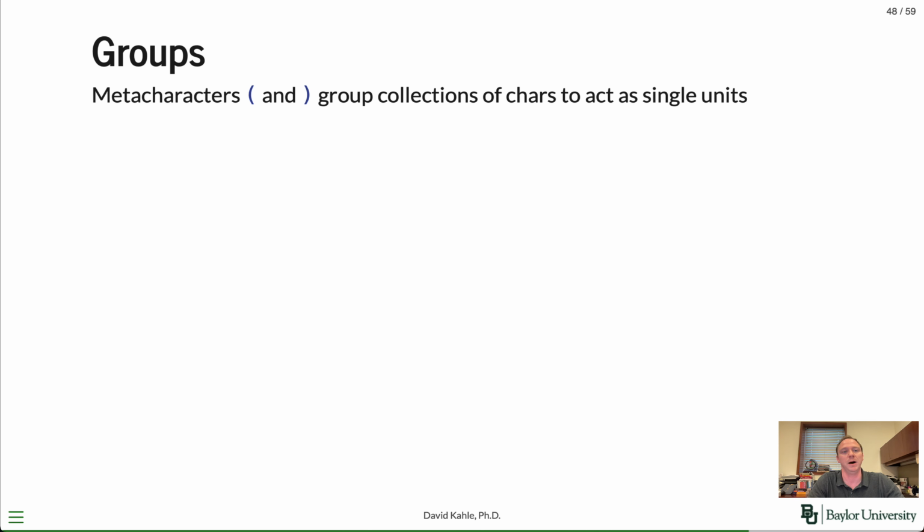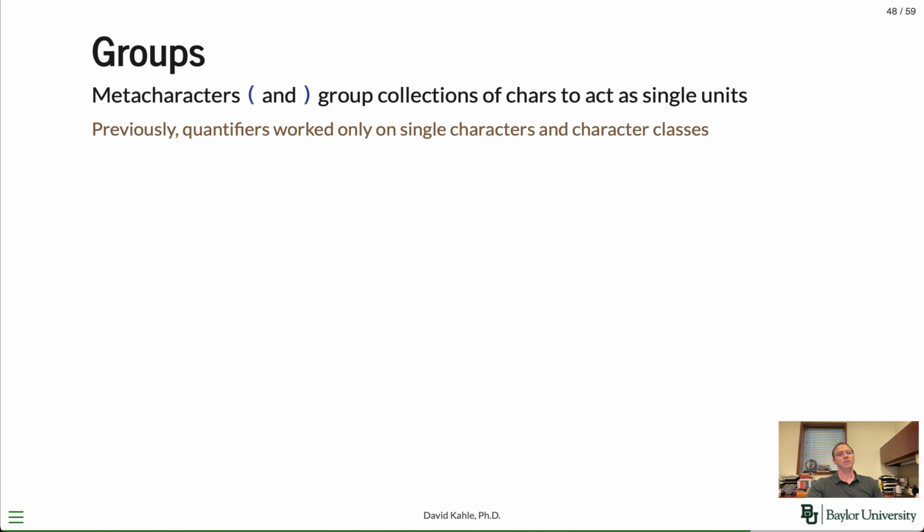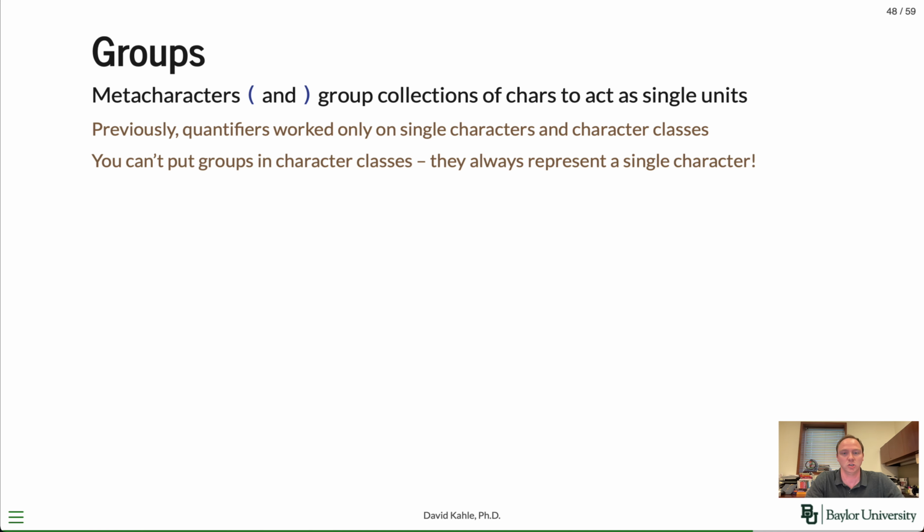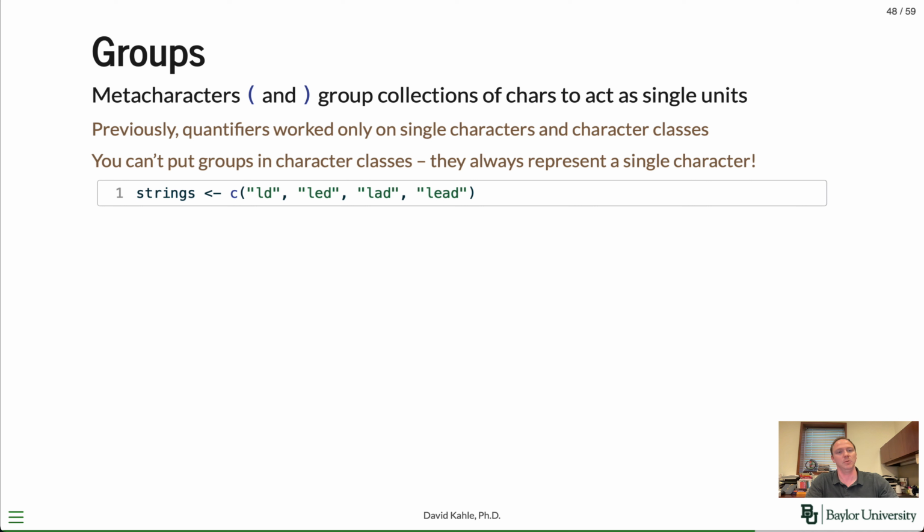Groups are achieved by using the metacharacters open and close parentheses, and they group collections of characters together to act as a single unit. So be careful. We talked about character classes before, but character classes are just for an individual character. Groups will allow you to express alternatives as a collection of characters, not just one. So let's look at an example.